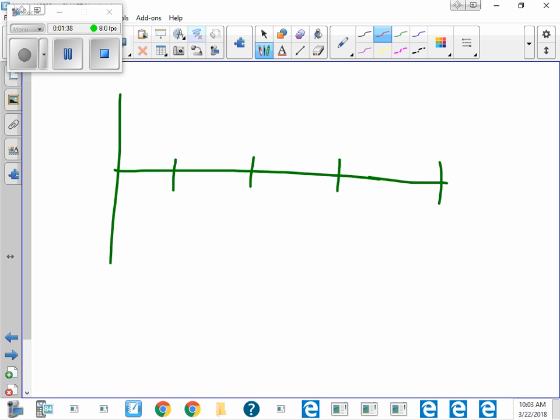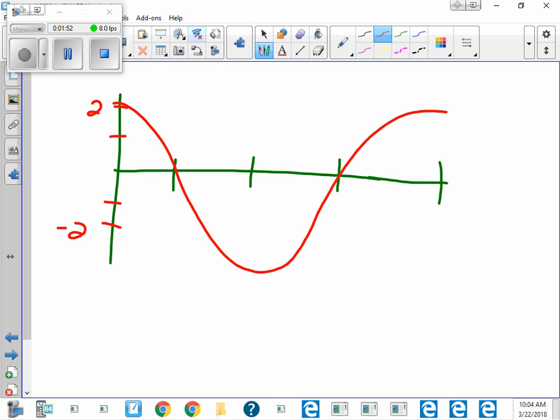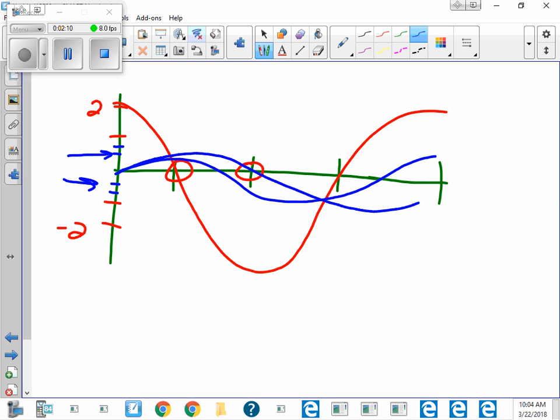Number 3, 2 cosine of theta. What's the difference? The amplitude is now 2, and then it's just that regular cosine. And you'd need to put the angles in there. Okay. Number 4 is 1/3 sine. So now the amplitude is 1/3, so we only go up to here and down to here, but it's the regular sine curve. Like that.